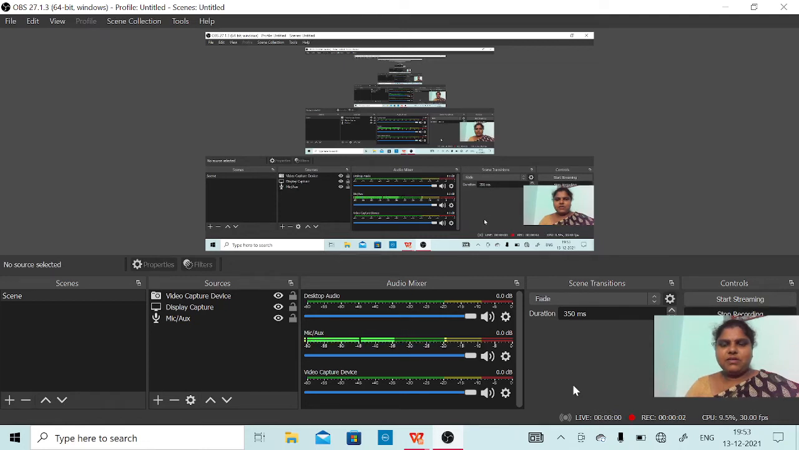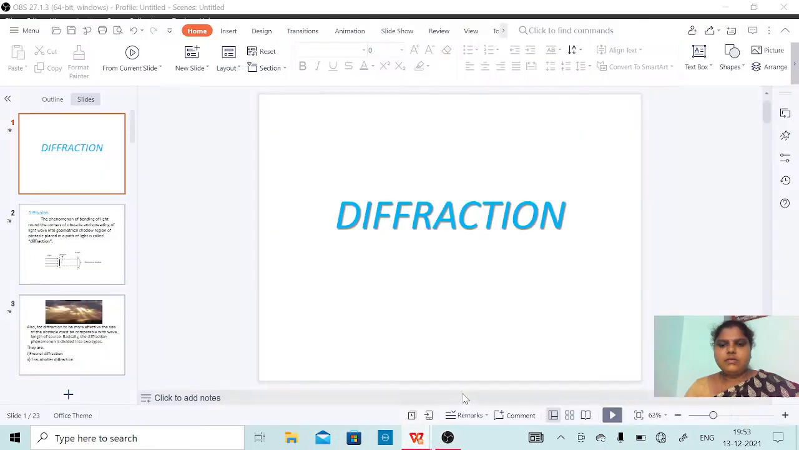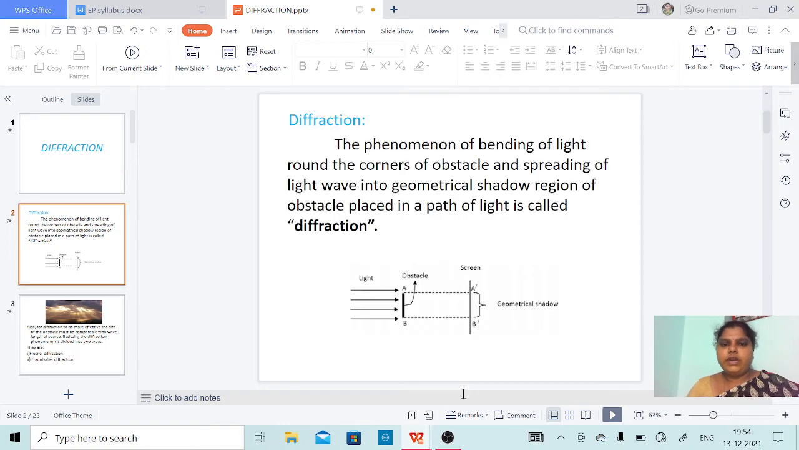Hi students, today our next topic in our first unit, wave optics, is diffraction. Do you all know about diffraction? Okay, let us start with the best definition of diffraction.